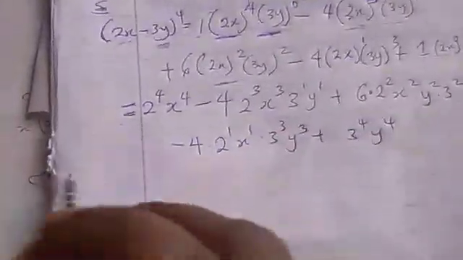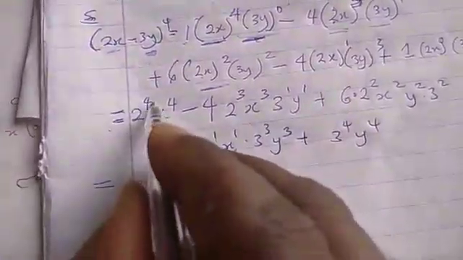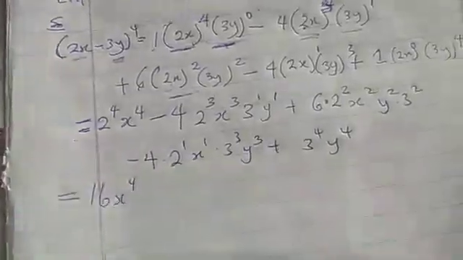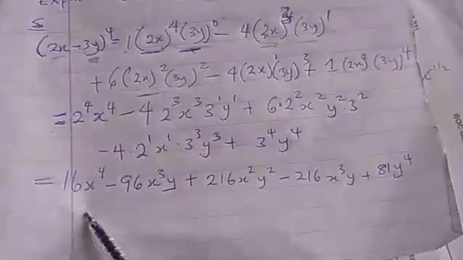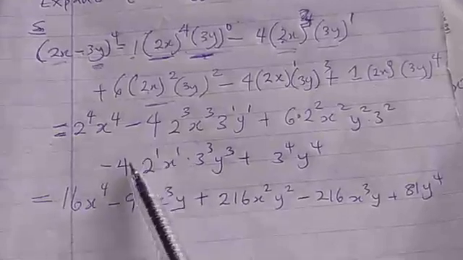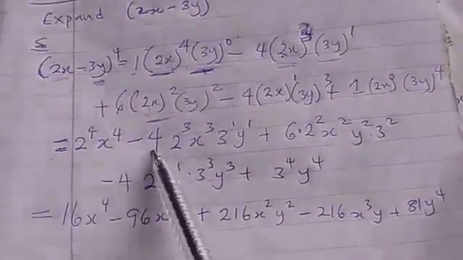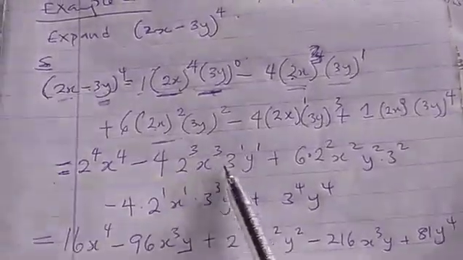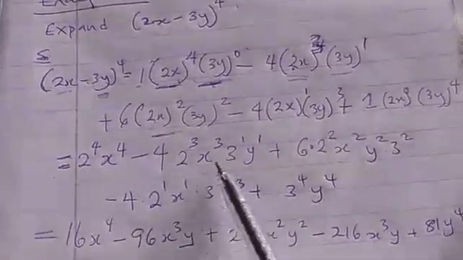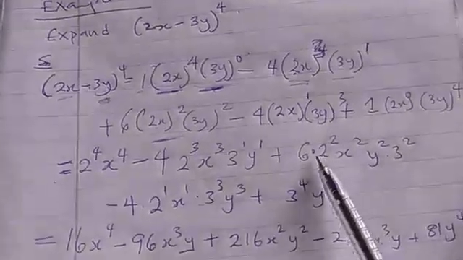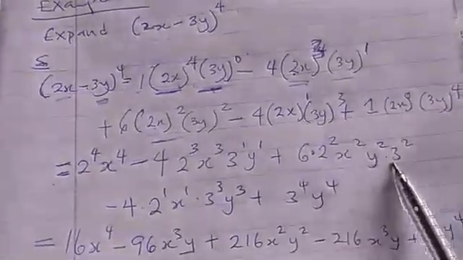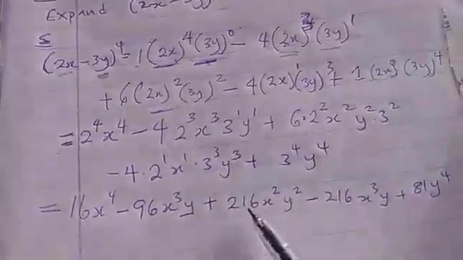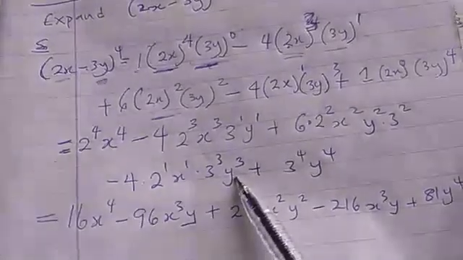Then we simplify this. How do we simplify it? Take all the numbers first. 2 raised to power 4 is 16, so we have 16 s raised to power 4. So we have this as our answer. How do we get this? 96. This is 4. 2 raised to power 3 is 8 and 3. 4 times 8 times 3 will give me 96. This is s cubed and y. Also this is 4. This number here is 9, 3 squared. Then 6 times 4 times 9 will give me 216. Likewise this will give me 216.